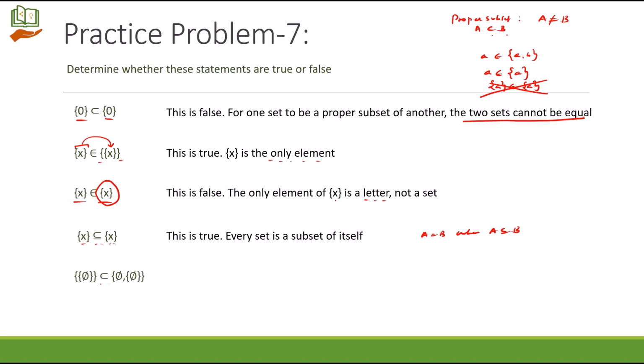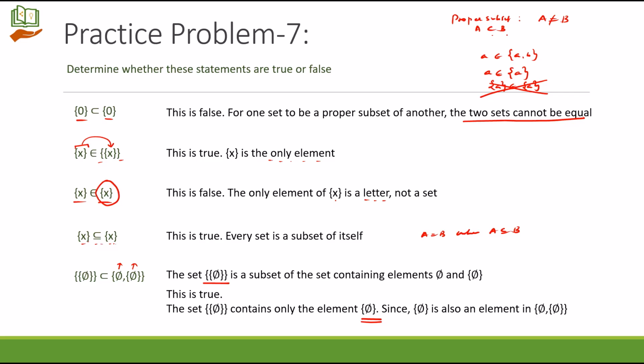It's a proper subset they have given. The set, you have 2 curly braces with a phi symbol, is a subset of the set containing elements. What are the elements inside? One is the empty set and another one is the set with empty set. So they are asking whether it's a proper subset. This is true. Set with empty set. This is the only element available here. Is this element present in the second set? Yes, it is present in the second set. So only it is present in the second set. It is not equal also. In that case, we can say it is a proper subset.